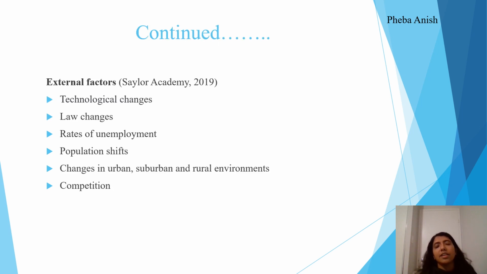The next thing is the external factors, such as technological changes. Due to advancement in technology, there are various changes coming into this area. So they have to hire skilled workers in that area. Depending upon that they plan the recruitment. The next thing is law changes. Sometimes the law changes very fast, so they need to implement that law in their organization. So they have to hire such type of persons.